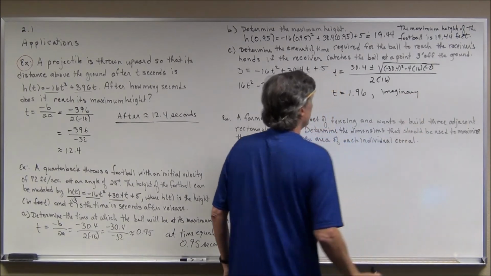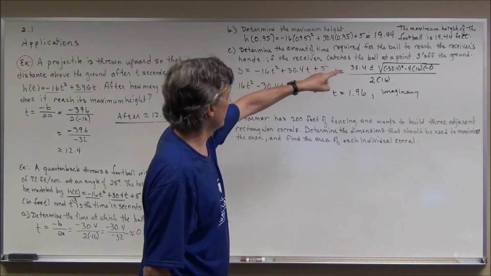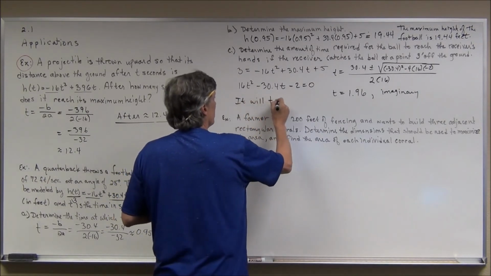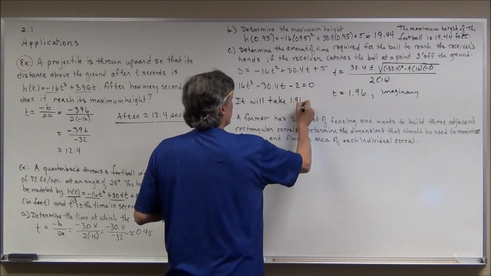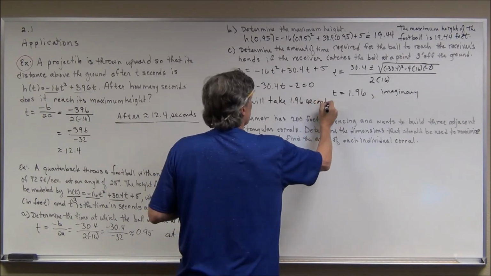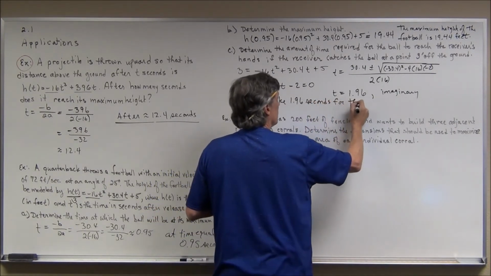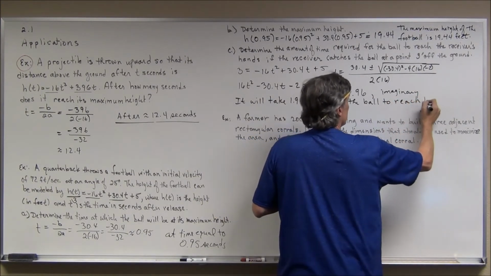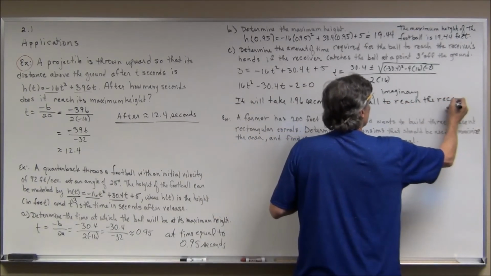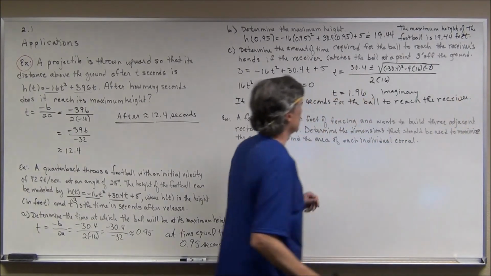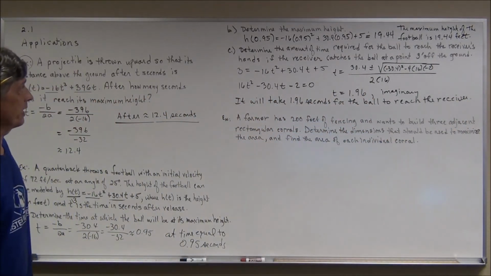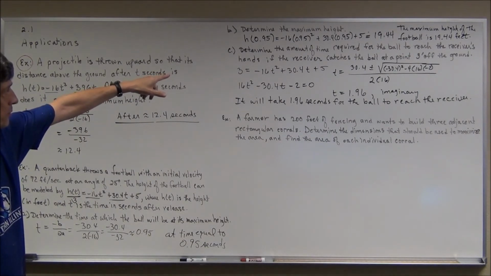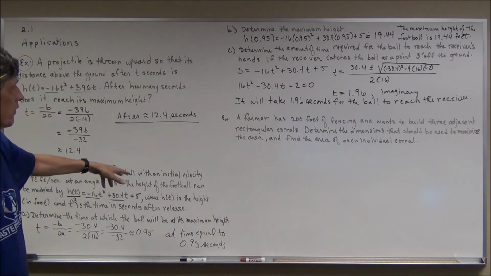Well, that's no good. So it says, determine the amount of time required. It will take 1.96 seconds for the ball to reach the receiver. Hopefully I wrote that out so you can read it. All right, I like that problem a little bit more than the other one here because it really digs deeper into the problem and shows you some of the application of the quadratic function.